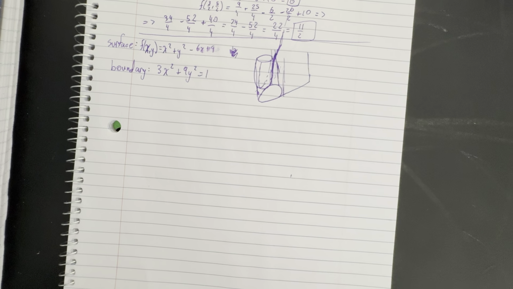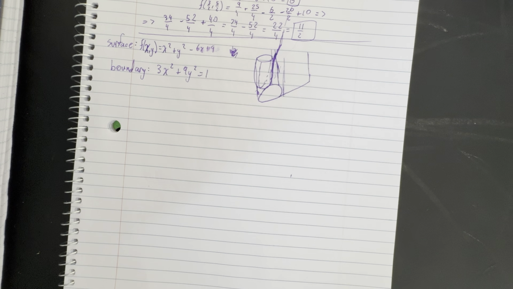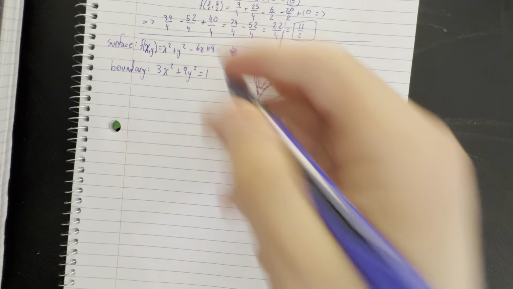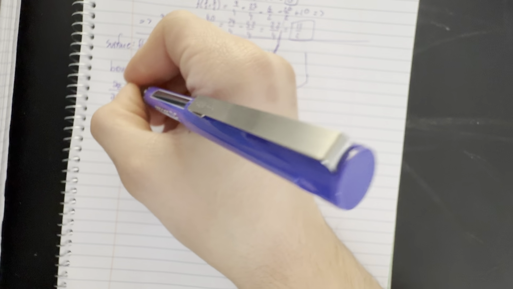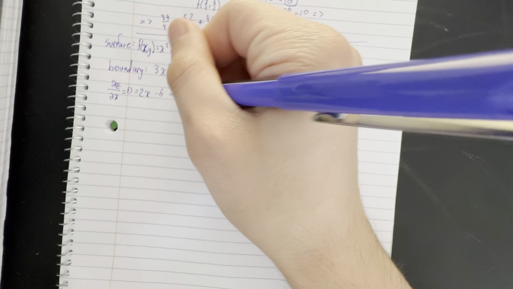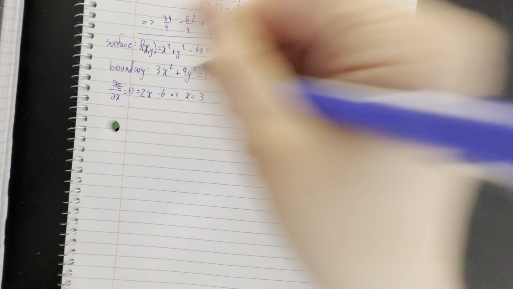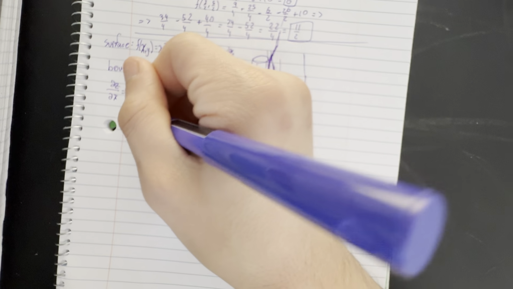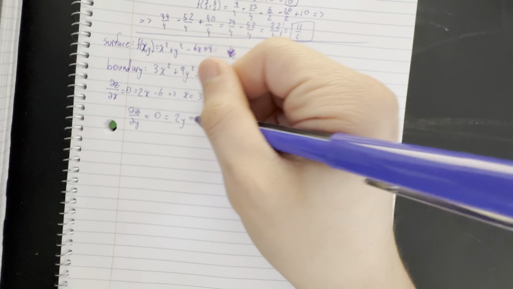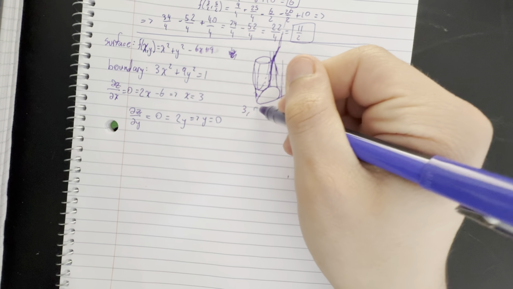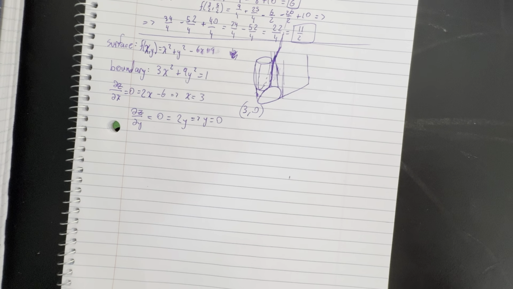Okay, but first step, of course, is find your critical point and see if it lies in your region. So if we take the derivative, partial z partial x equals 0 equals 2x minus 6. So then x equals 3. And then partial z partial y equals 0 equals 2y. So then y equals 0. So this is our critical point. Now, does that lie in our boundary?